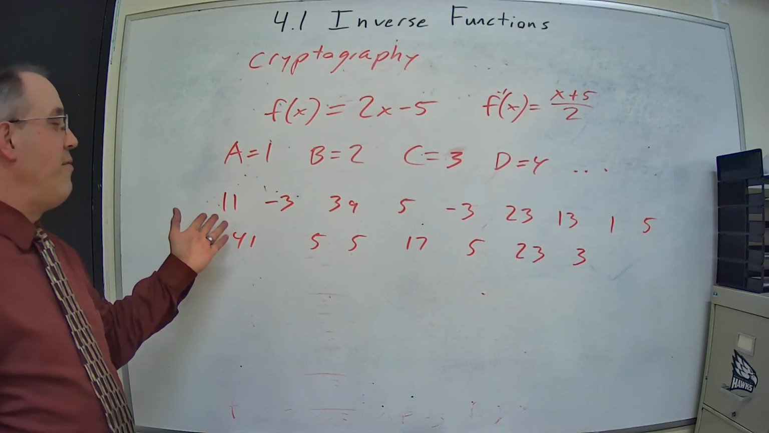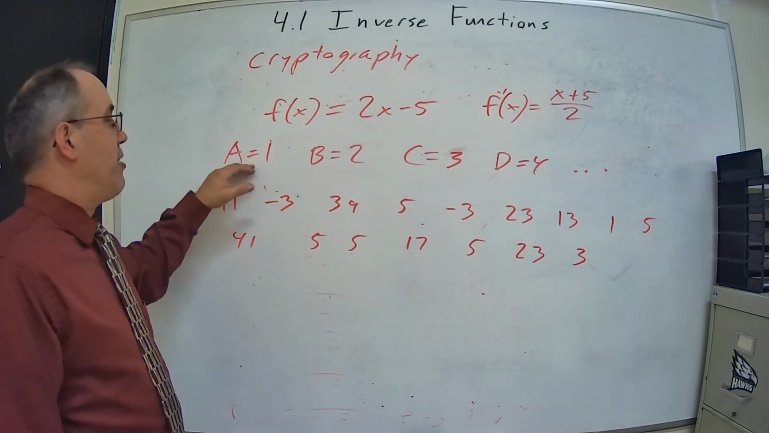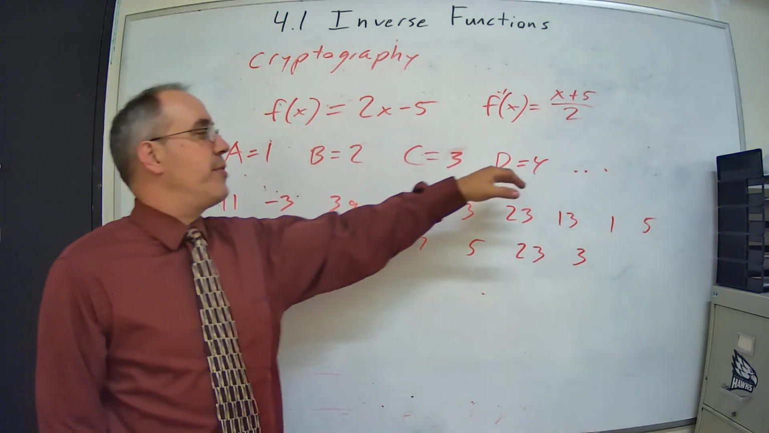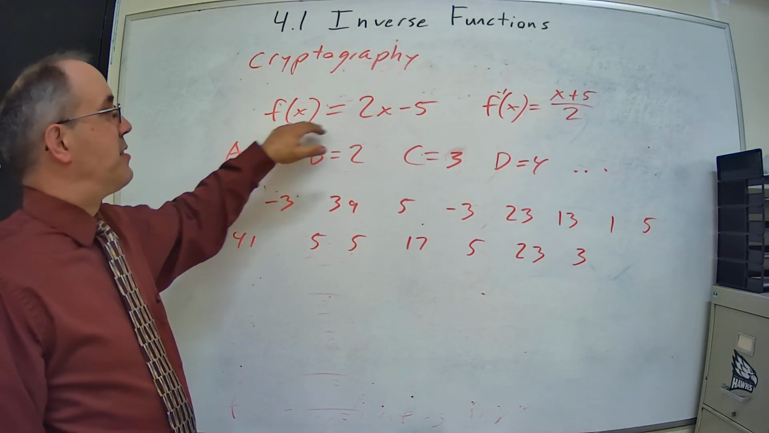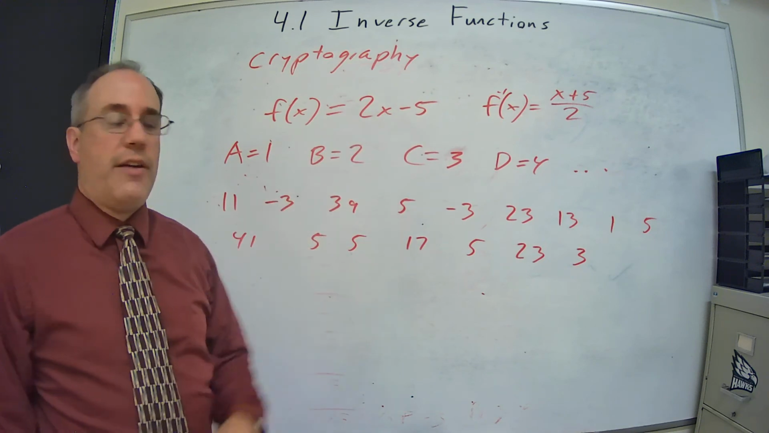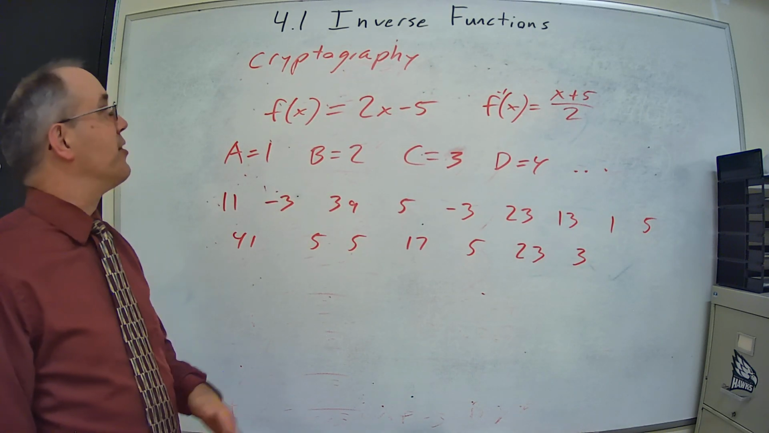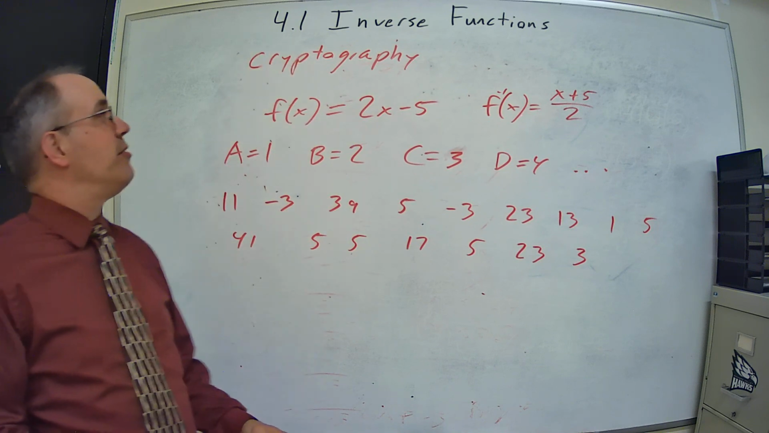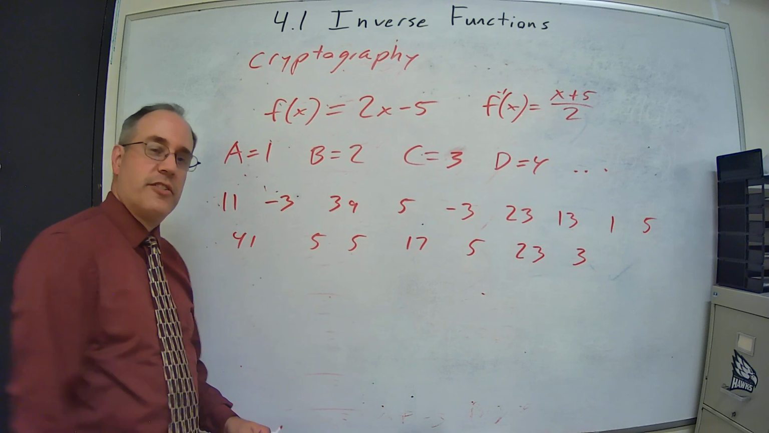So now we have this encoded message that came from using a equal to 1, b equal to 2, c equal to 3, d equal to 4, and the function f of x is equal to 2x minus 5 to create each of these. So I'm going to leave it to you as the end of 4.1 inverse functions to decrypt this message and see what it says.